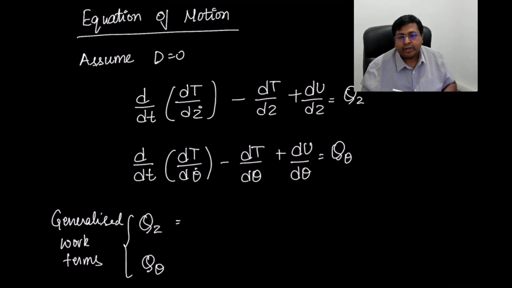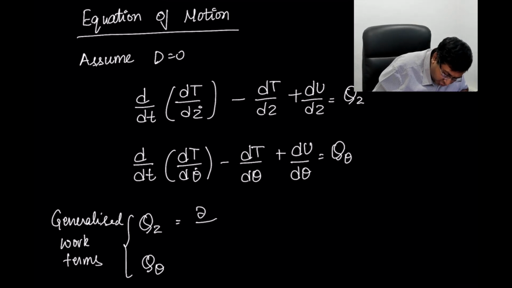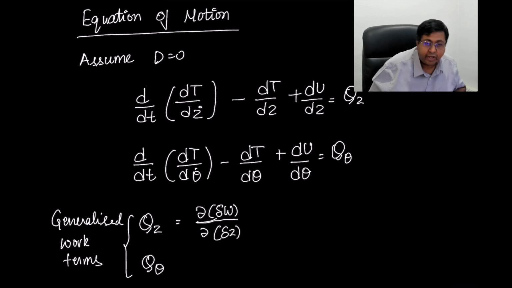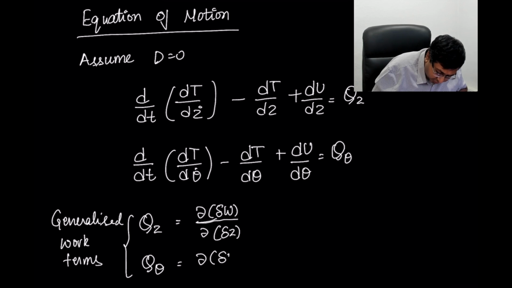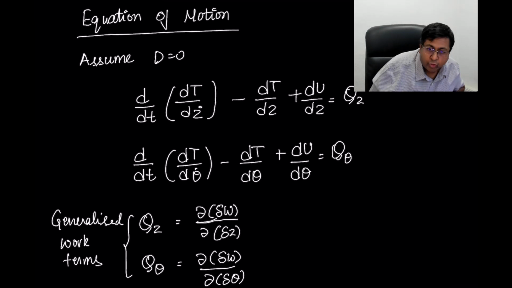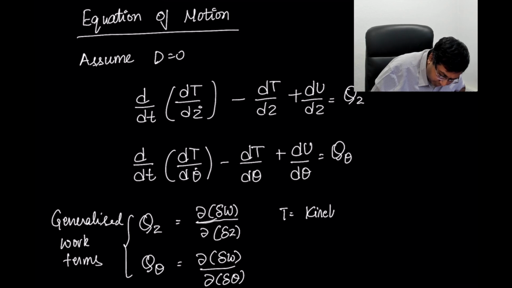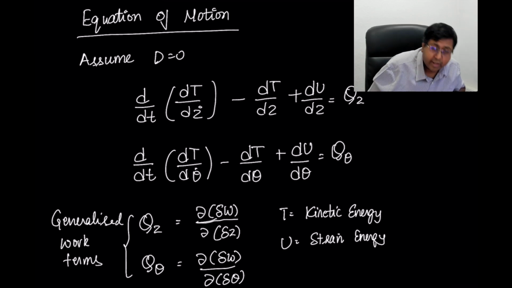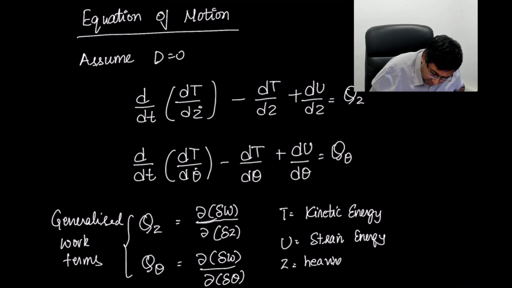We are saying that if some small virtual work is done, what comes out of that? If we have some small virtual work, delta W, done due to a small heaving motion in the z direction, or what is the rate of change of the virtual work done when there is a small change in the pitching motion, d theta. And we also know that T is nothing but our kinetic energy, and U is our strain or potential energy. Just for completeness, z represents our heaving motion, and theta represents our pitching motion.